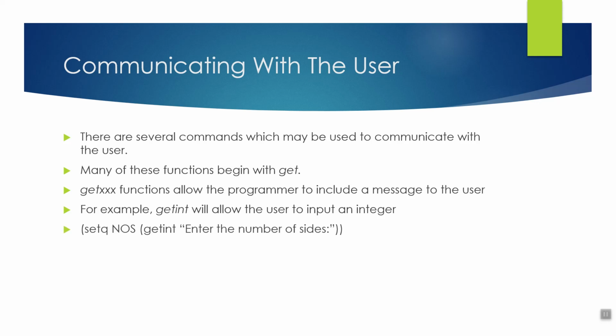So this is a simple line of code where it says set Q NOS. I'm creating a variable. I'm calling it NOS, which might be number of sides. Open parentheses. Here I am nesting one Lisp routine inside of another. Get an integer, getint, open quotations, because now I'm talking to the user, enter the number of sides, close quotation, close parentheses for this inside one, close parentheses for the second one. So it's going to create a box called NOS, and then it's going to prompt the user to put in an integer. And if the user tries to put in something that's not an integer, it's going to give an error message to that user.